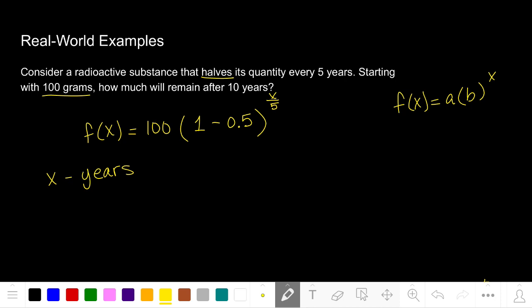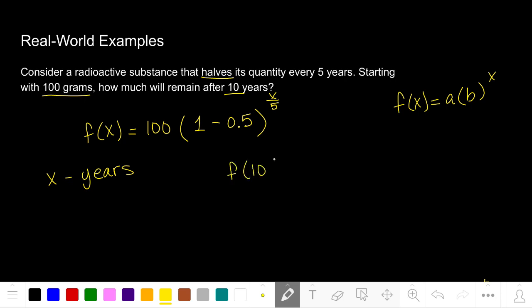And we get 1 minus 0.5 to the x divided by 5. In this way, once we hit x equals 5 years, 5 divided by 5 is 1. And our base is 1 minus 0.5, 50%. 50% of 100 would leave us with 50 grams of the substance after 5 years. Well, that's not what it asks us, though. It asks us how much will remain after 10 years.